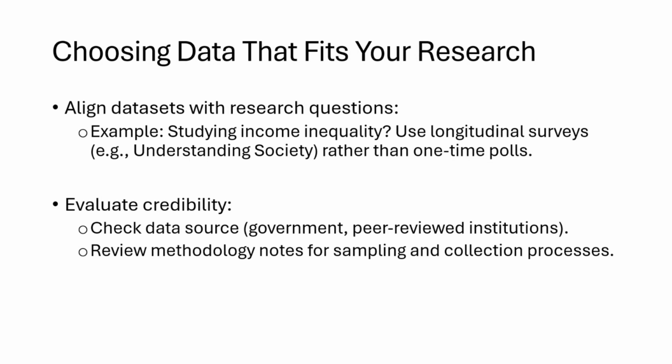Choosing the right dataset is like picking the right tool for a job. First, you need to align the data with your research question. For example, if you are studying income inequality, you need the data that tracks people over time. And then you can find it on the UK Data Archive. Understanding Society is perfect for this. It follows households for years, which is great for tracking trends.